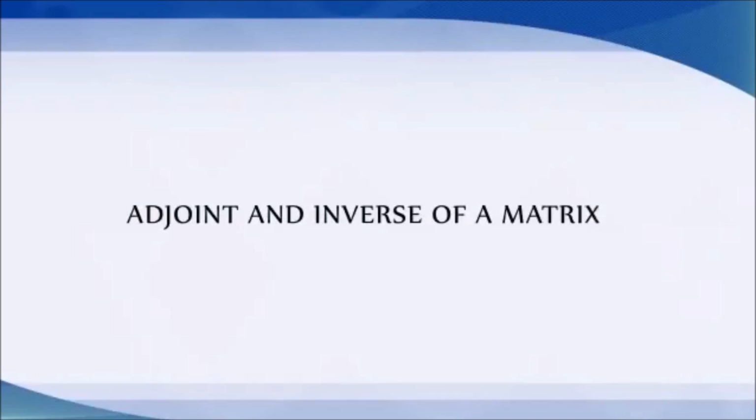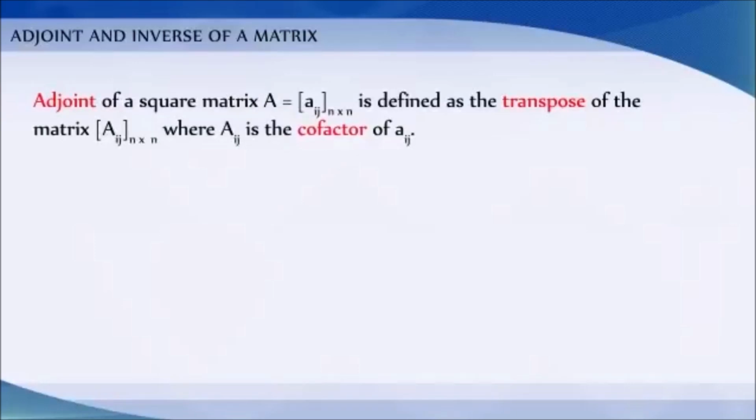Adjoint and inverse of a matrix. The adjoint of a square matrix A, equal to Aij of order n by n, is defined as the transpose of the matrix capital Aij of order n by n, where capital Aij is the cofactor of the element small aij. Adjoint of the matrix A is denoted by adjoint A.